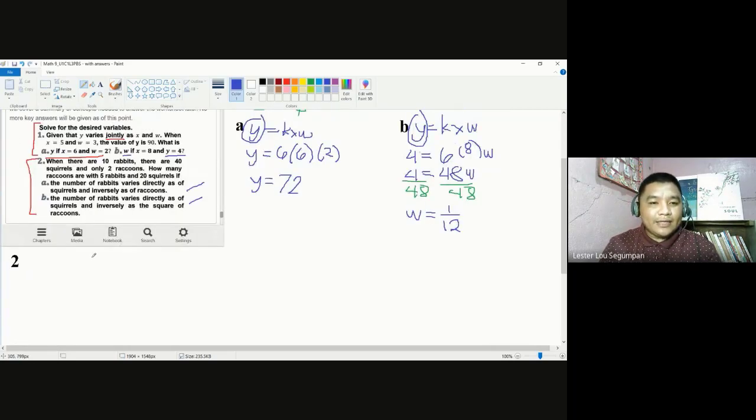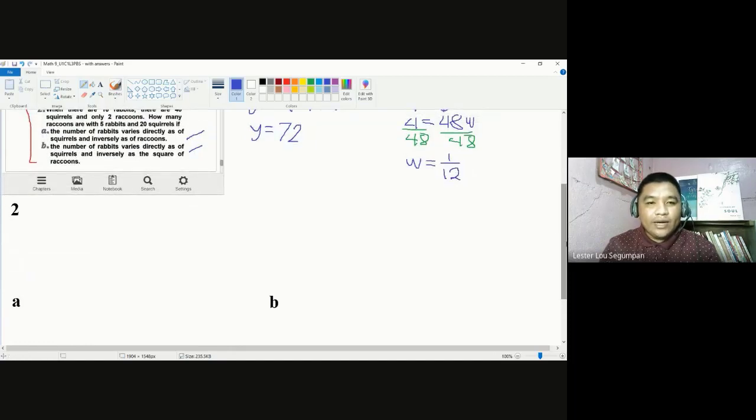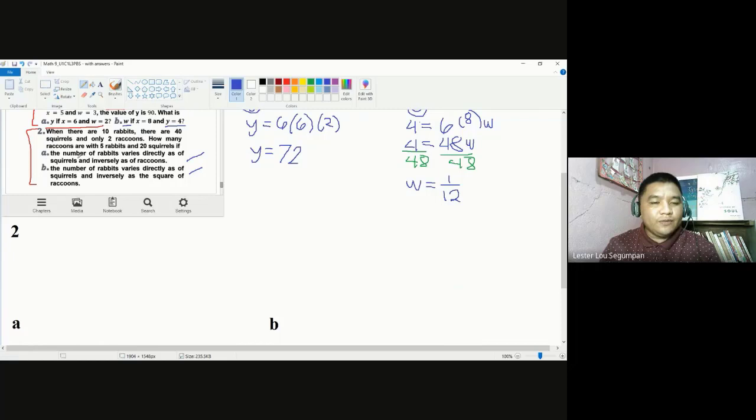Let's start with two, letter A. And letter A is where we are going to use this situation. The number of rabbits varies directly as the squirrels and the raccoons. Let us use symbolic forms here. Let us use R for rabbits. You're going to use S for squirrels and C for raccoons because R is already used there. So there could be a distinction between the three: rabbits, squirrels, raccoons. So you have rabbits, let's use R. You have squirrels, let's use S for that. And then we have here the raccoons.